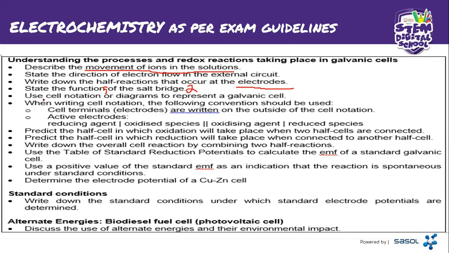Then we must be able to write down the standard cell notation so that we are able to use it to represent a galvanic cell. Remember, my dear learners, the standard cell notation is a short version of representing a galvanic cell. So if I give you a cell notation, you must be able to take that and interpret the half reactions that are taking place. You must still be able to take a standard cell notation and represent it as a schematic galvanic cell.